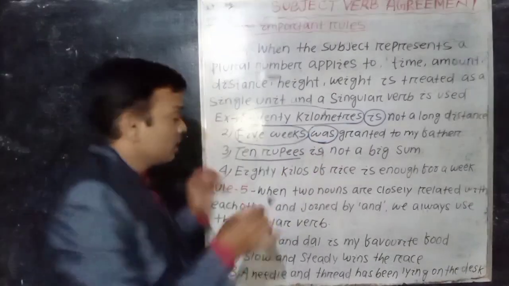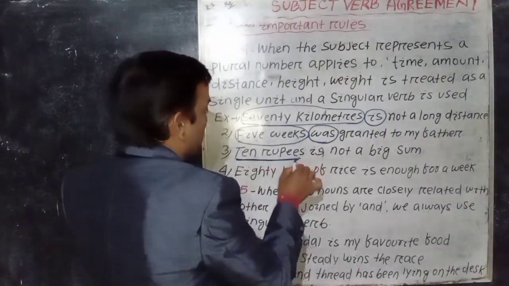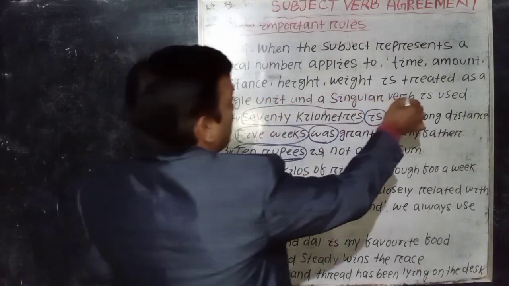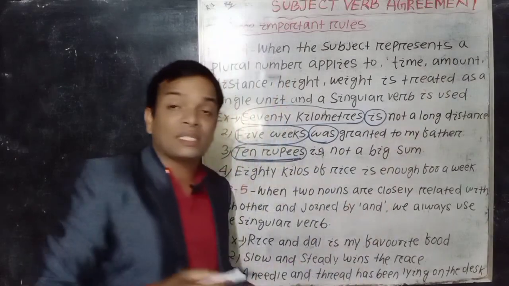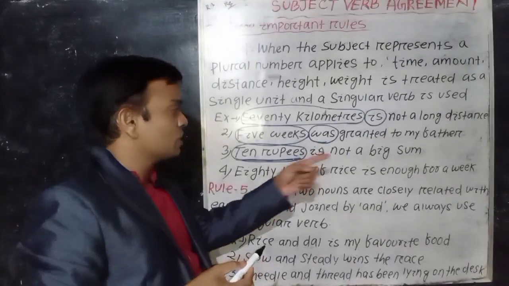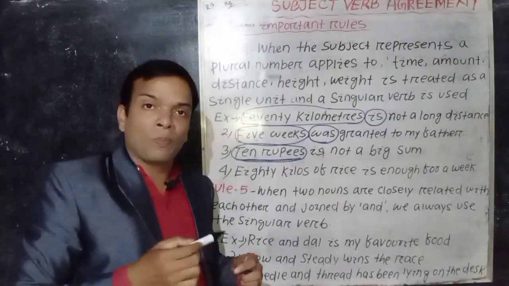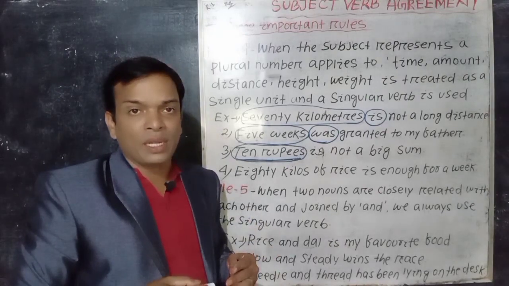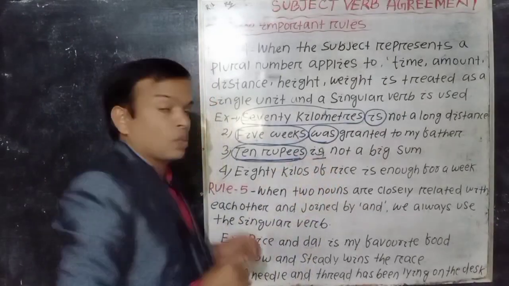Clear? Then 10 rupees, see, this particular subject represents an amount. 10 rupees is not a big sum. 10 rupees is plural, but it is treated as a single unit, so it takes a singular verb, that is is.